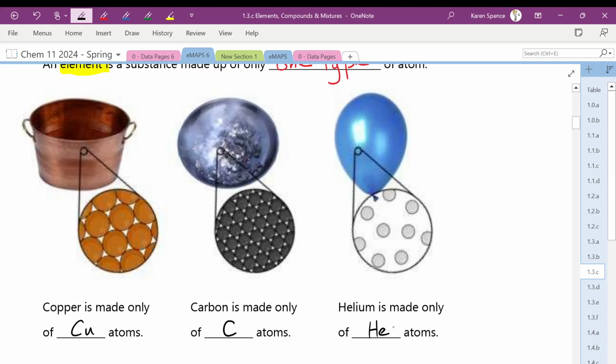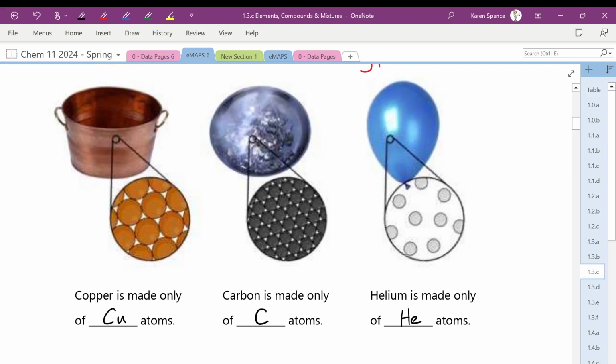What type of element is copper? Metal or non-metal? Metal. Carbon is a non-metal. And helium is a non-metal.